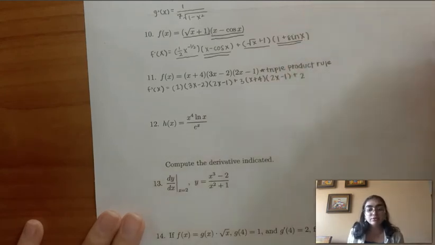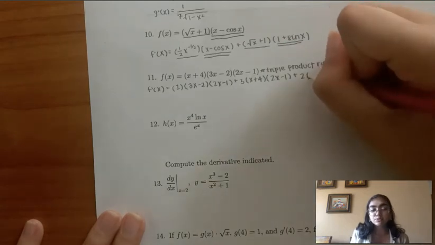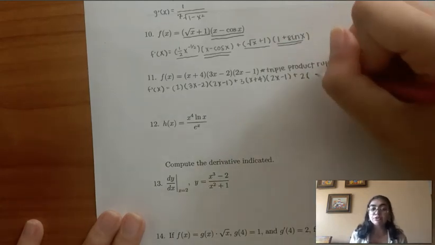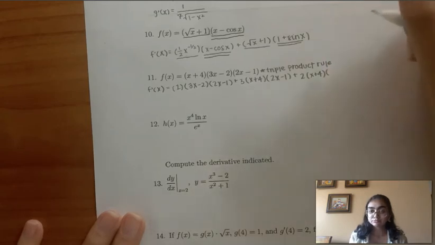Finally, we take the derivative of the third part. So the derivative of 2x minus 1 is 2. And then we keep the first and second parts the same. So we keep x plus 4, and we keep 3x minus 2.